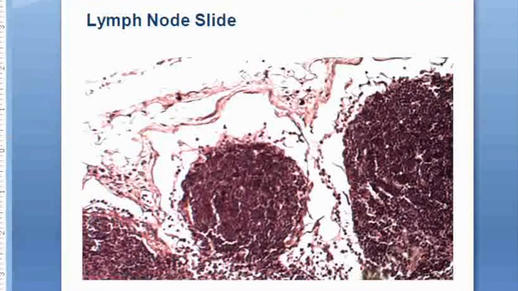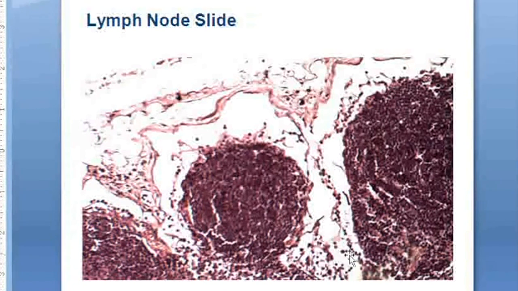Here are what our actual slides on campus look like. It looks a little better on a computer, but frankly, these aren't the greatest slides in the world. Here we see the capsule around the lymph node. We see the subcapsular sinus, the space here. Here we see a lymphatic follicle. We actually don't see a germinal center, even though it would be in here.